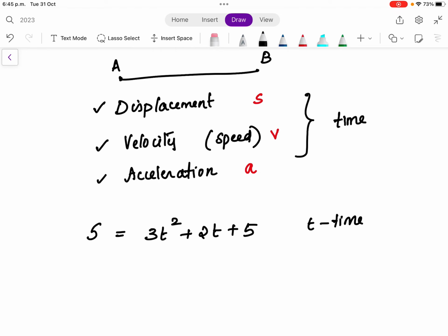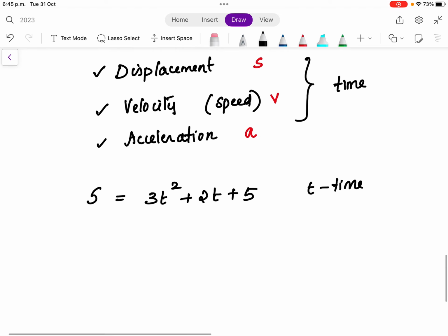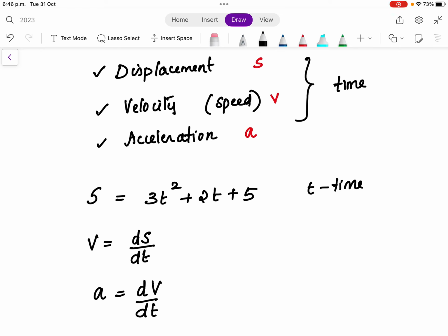Now if given the displacement, to find the velocity you need to differentiate it with respect to time. So v is equal to ds by dt. Then to find the acceleration, you differentiate the velocity with respect to time. That's the relation which these three things hold together. From displacement, you differentiate to get velocity, and from velocity, you differentiate to get acceleration.